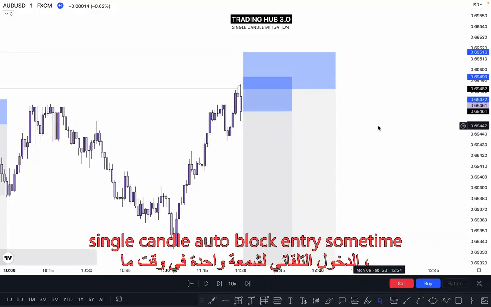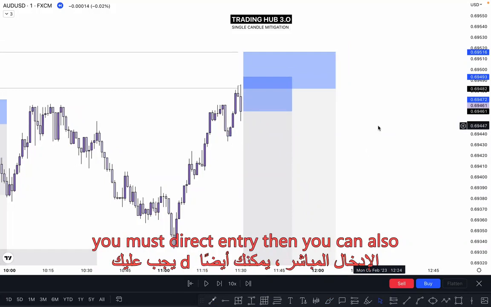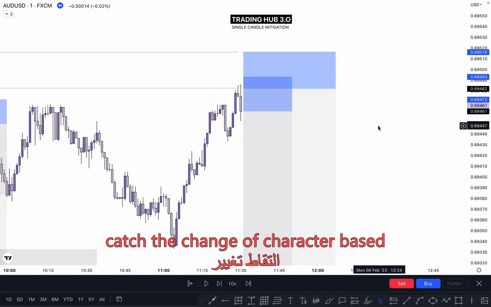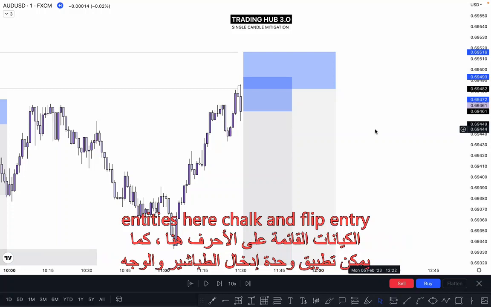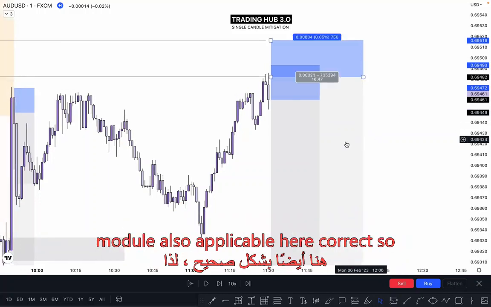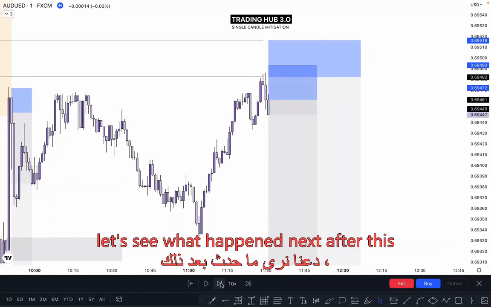Sometimes you miss the single candle order block entry, sometimes you miss the direct entry, then you can also catch the change of character based entry here. Choch and flip entry model is also applicable here, correct? So let's see what happened next after this one.